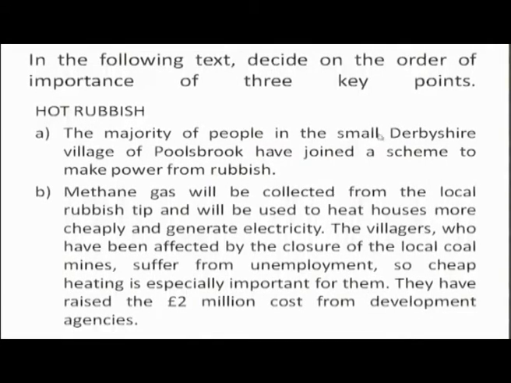The majority of people in the small Derbyshire village of Poolsbrook have joined a scheme to make power from rubbish. Methane gas will be collected from the local rubbish tip and will be used to heat houses more cheaply and generate electricity. The villagers, who have been affected by the closure of the local coal mines, suffer from unemployment. So, cheap heating is especially important for them. They have raised £2 million cost from development agencies.